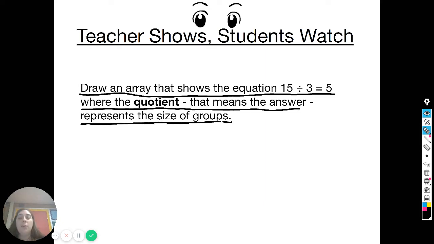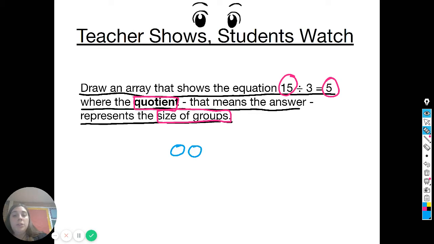Okay, so we need an equation that has 15 total, because I know that in division, that big number always comes first, and that big number is our total. But it wants the quotient to be the size of the groups. So the quotient is the answer. So the answer should be the size of the groups. Well, what's our answer? Our answer is 5. So the size of each group is 5. And so I know if I'm making an array, the size of the group is the same as the size of the row. So I'm going to make a row of 5.